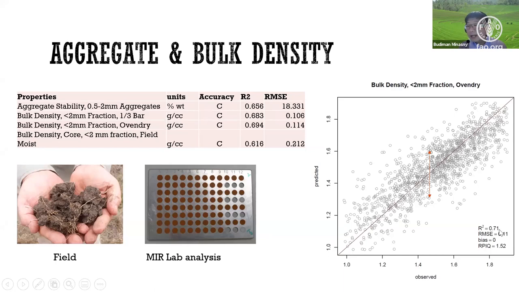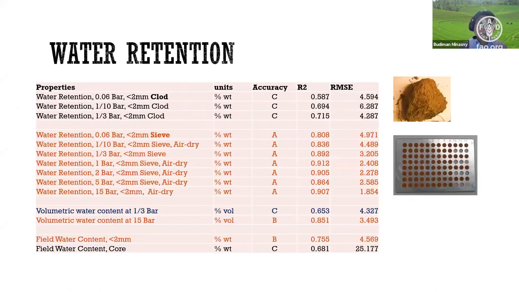So although the R square is 0.71, what we can say is the error is 0.11, that means 4 times of this, so you're probably looking at an error of about 0.4 or 0.5 of a unit of bulk density. So if you just want a rough estimate of the approximate bulk density of a given soil, probably you can use it. And also aggregate stability in this measure is not that well predicted. I think it's to do with the aggregation.